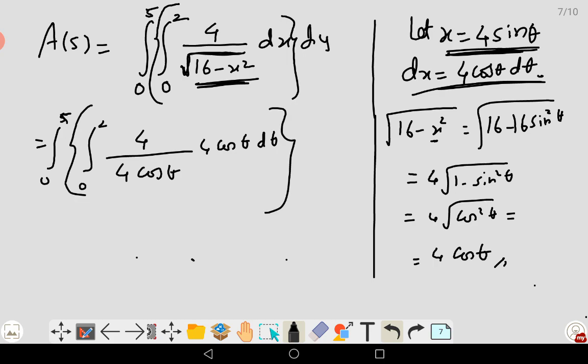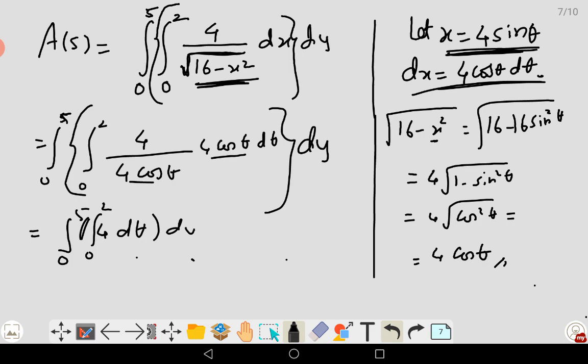This is the inner integral. Now we find the outer; there is a dy outside of the integration. So this 4 cosine theta will be cancelled with this 4 cosine theta, and I will get only 4 inside. Integral 0 to 5, integral 0 to 2, 4 d theta dy. Integration will be 4 is constant, keep it outside. Integral 0 to 5. The inner integral will give you theta, and the limit will be 0 to 2. We never change the limit, it is the limit of x.